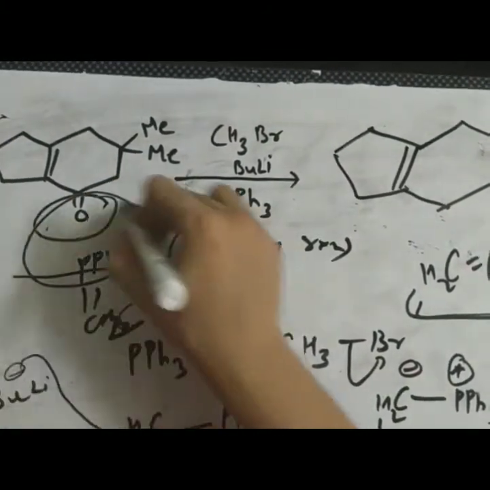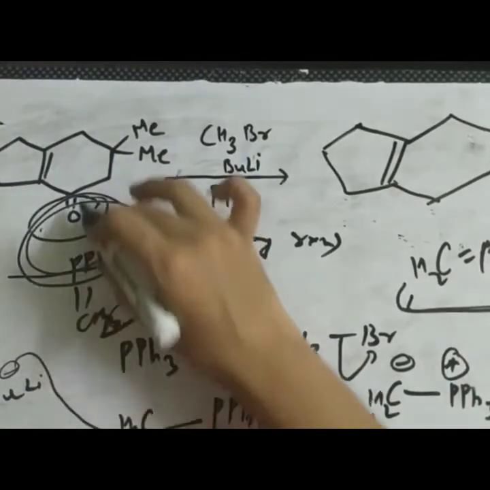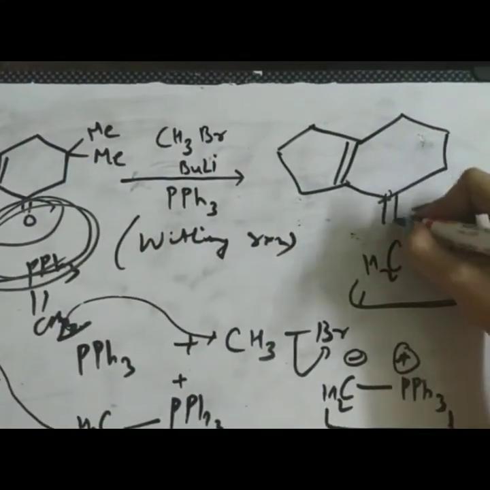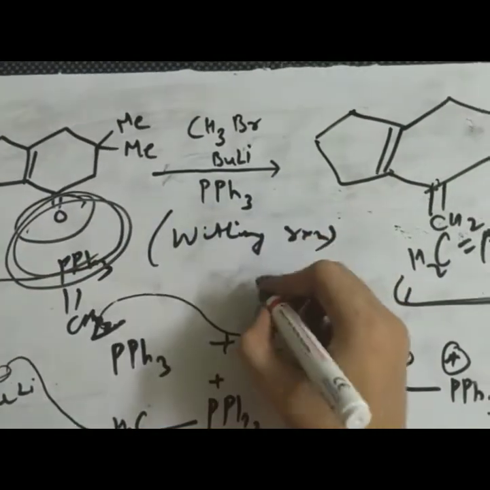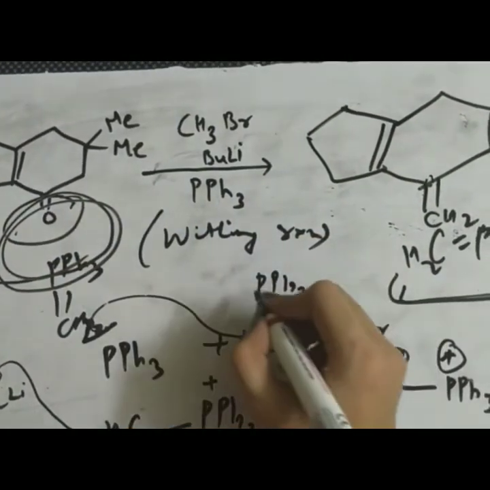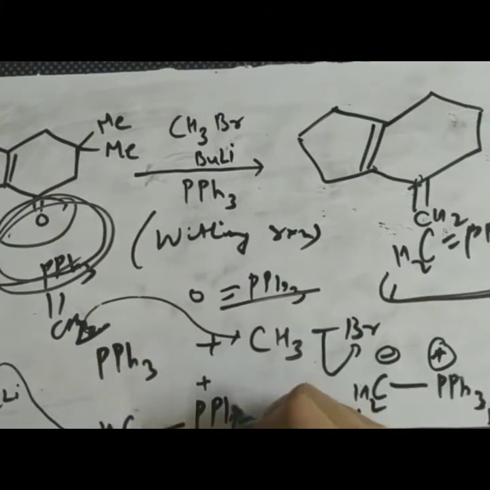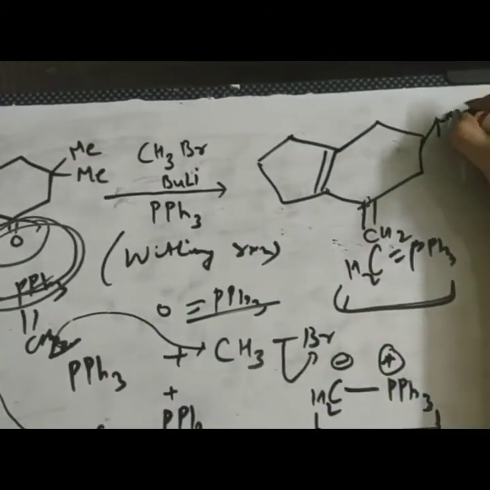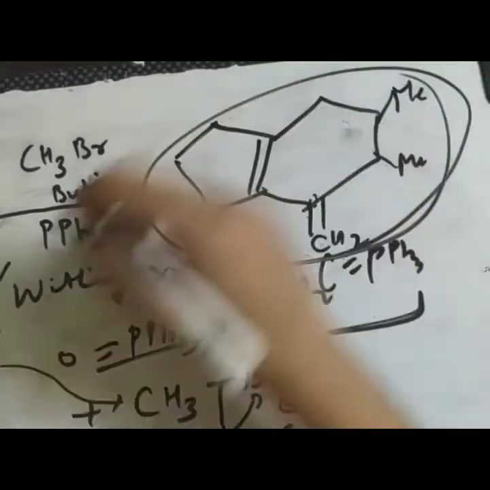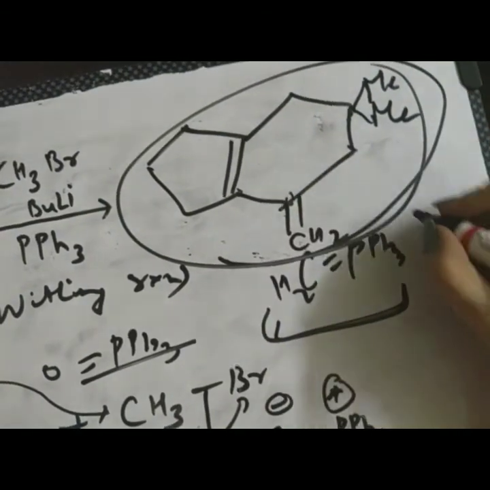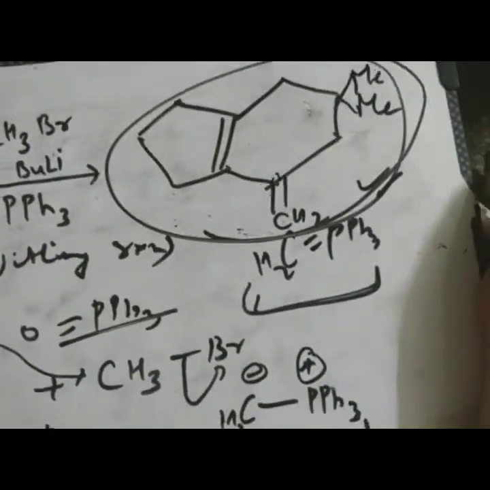Simply this is removed and a double bond will be connected here like this, and this will be removed. PPh3O will be removed, and we obtain this. So this is our final product. This is the correct answer. Thank you for watching. Oh, I'm sorry, this is not it, this is it. Thank you for watching. Stay tuned for more such videos.